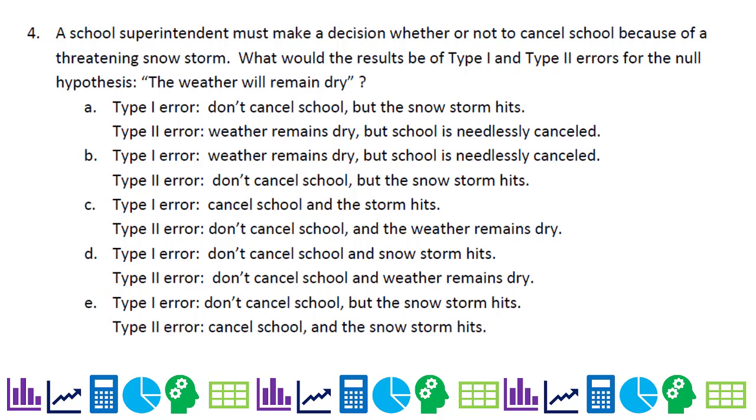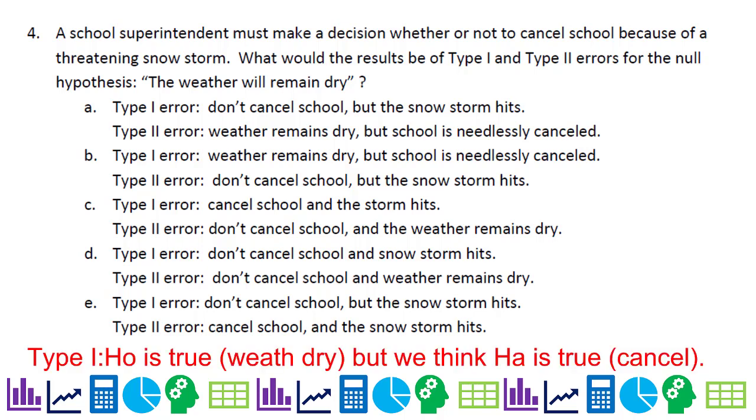Number 4. A school superintendent must make a decision whether or not to cancel school because of a threatening snowstorm. What would the results be of type 1 and type 2 errors for the null hypothesis? The weather will remain dry. So type 1: H0 is true, the weather is dry, but we think HA is true, so we cancel school. So the weather remains dry, but school is needlessly canceled is type 1.